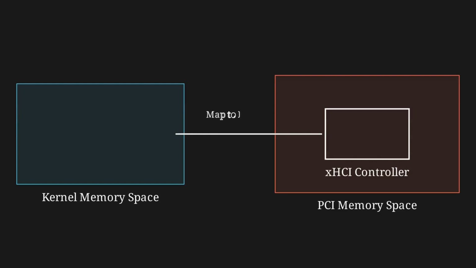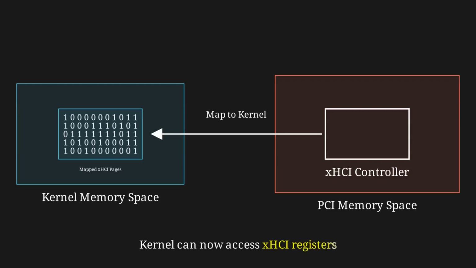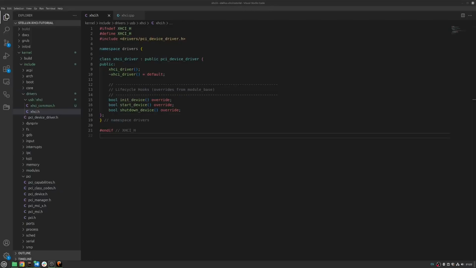We allocate and set up a window, a small slice of the kernel's address space, that directly points to the xHCI region in the PCI memory. Once that mapping is in place, the kernel effectively has a direct line to the xHCI registers. It can read them to check the controller's status, or write to them to tell the controller to perform certain actions. This entire process is crucial because without that mapping, we'd have no way to configure or interact with the controller. With that foundation in mind, let's jump back into the code and start implementing this.